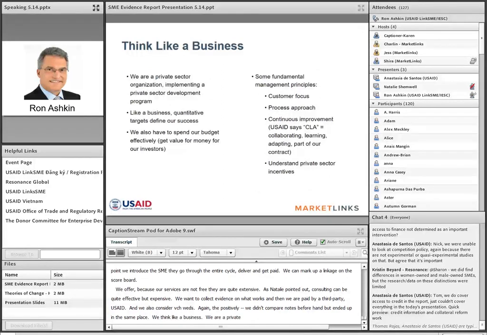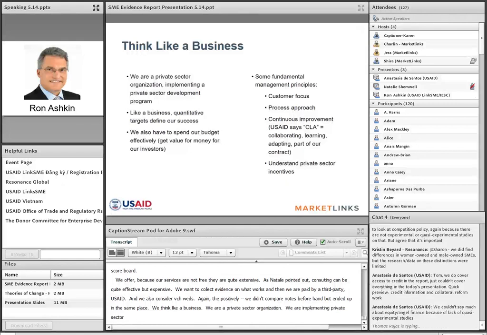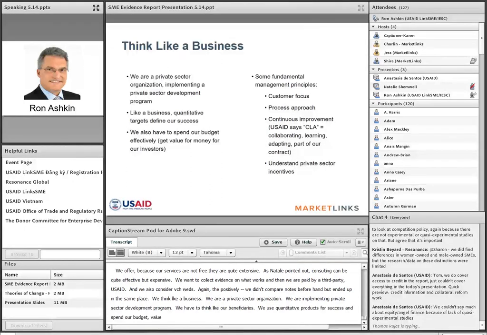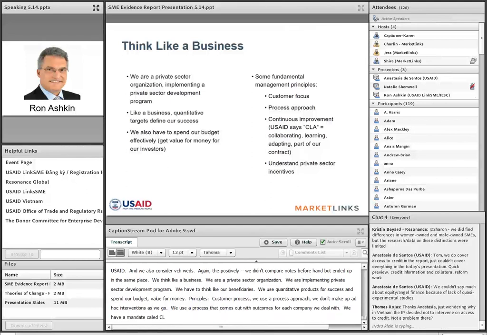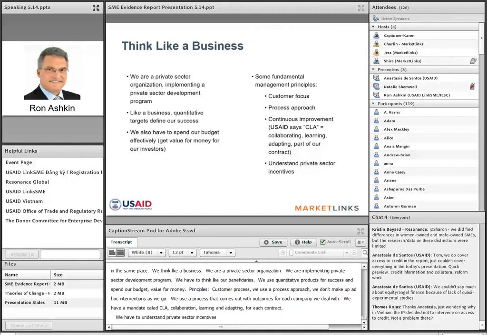We think like a business. We're a private sector organization. We're implementing a private sector development program, so we have to think like our beneficiaries. We use quantitative targets to define our success, and we spend our budget so we can get value for money. Some of the principles we run a project on: customer focus. We use a process approach, so we don't make up ad hoc interventions as we go. We use a process, but it actually comes out with different outcomes for each company we deal with. We have a mandate in our contract called CLA, collaboration, learning, and adapting. That's part of our contract. And we have to understand private sector incentives.